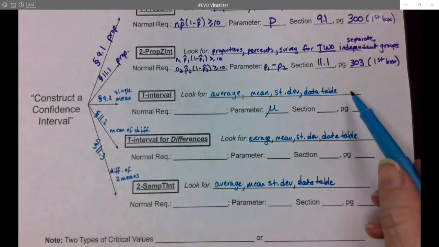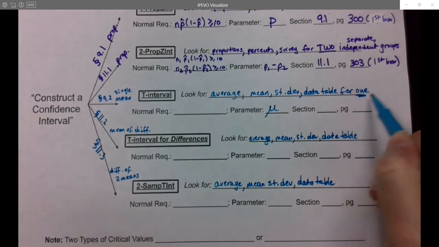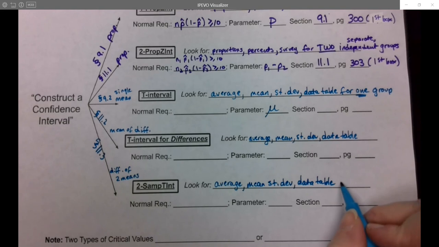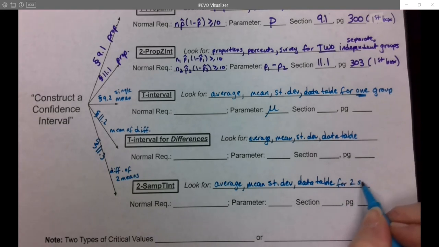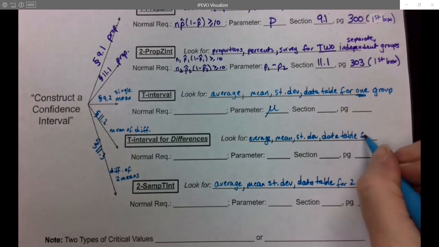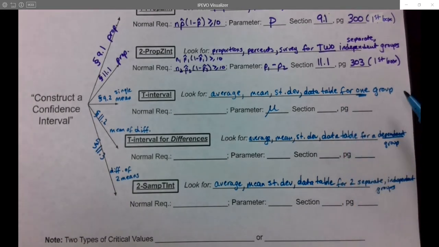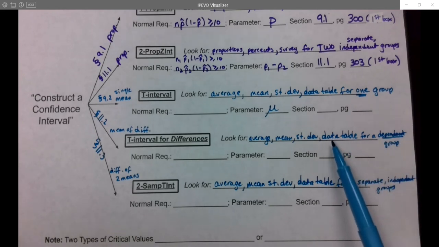Okay, well, this one's going to be for a single group, for one group. This one's for two separate independent groups. And this one's for a dependent group. Now, what's the difference? Well, the top one is just a single group of data. This one would be, if you look at a data table, it'll have joined up pairs.